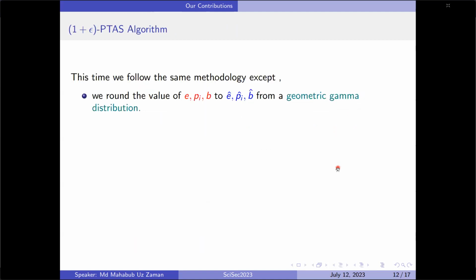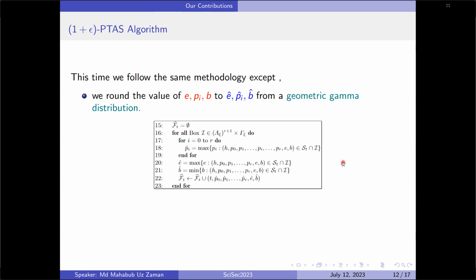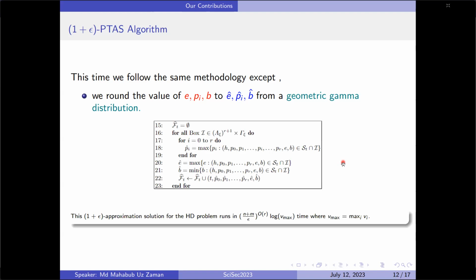Okay, so the 1 plus epsilon approximation algorithm is a modified version of the exact algorithm. We use the same methodology, except we round the value of expected loss E, probability P_i that the i-th tool is exposed, and B to E cap, P_i cap, B cap from a geometric gamma distribution. Since we have rounded them up, there is much more possibility for elimination. That's why this 1 plus epsilon approximation solution for the HC problem runs in ((n plus m) over epsilon) to the power of order r, log b max time.